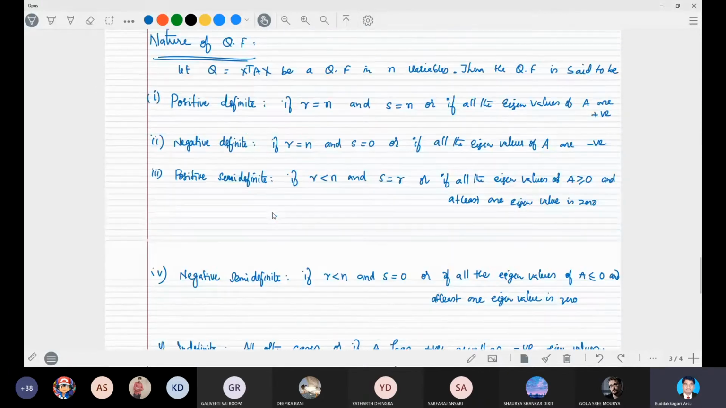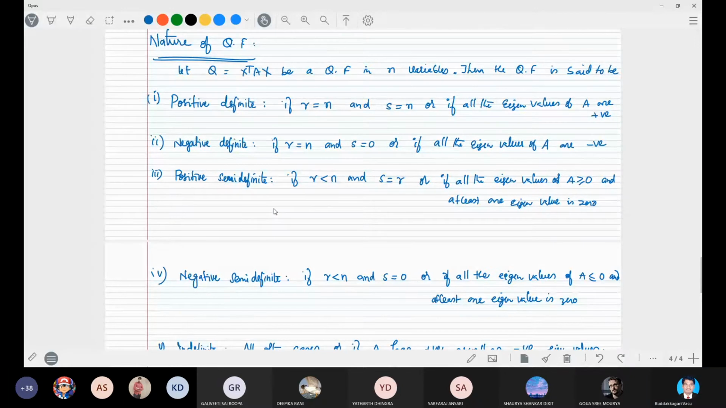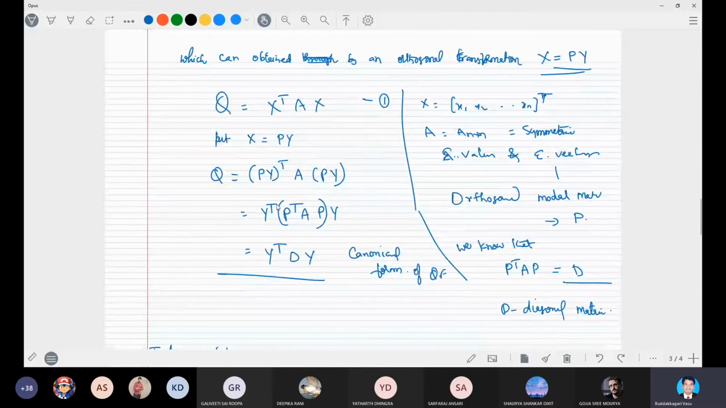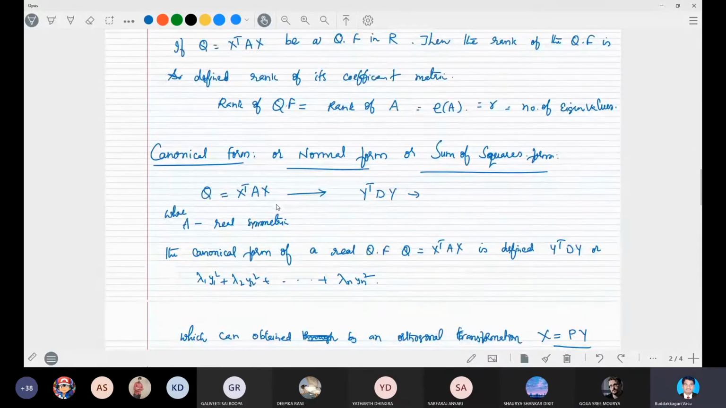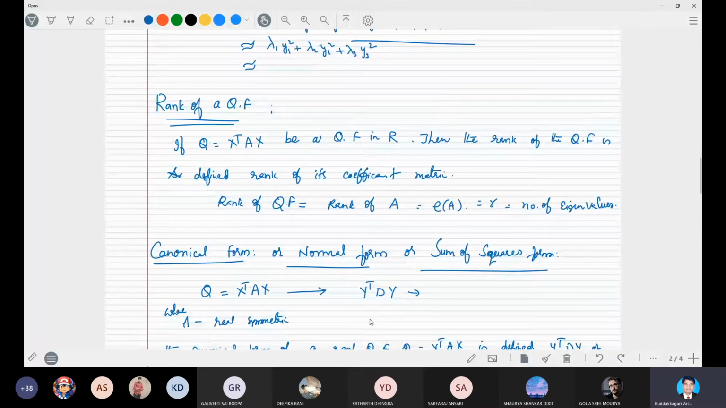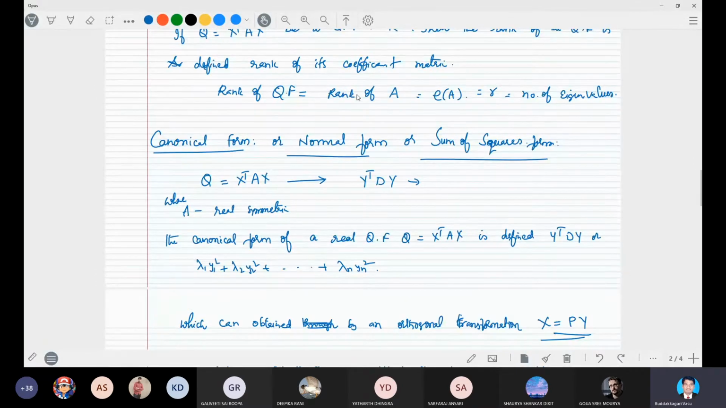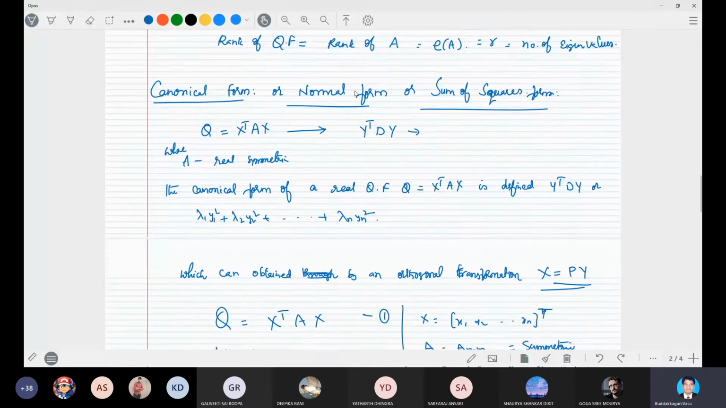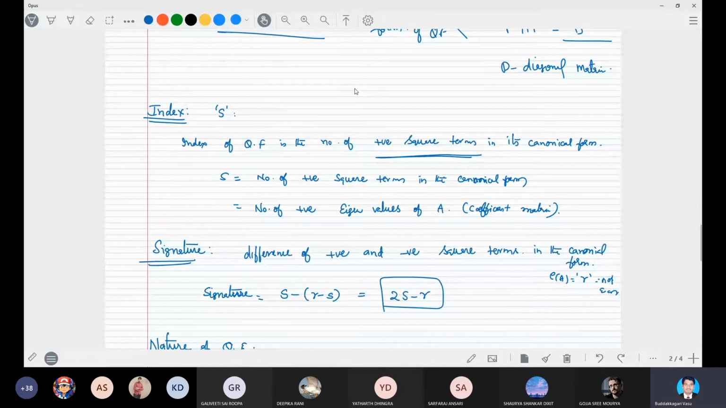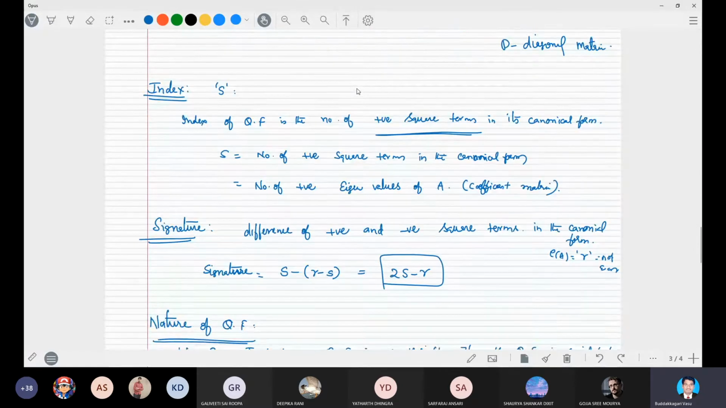Suppose that r is the rank of the quadratic form, that is, the rank of the coefficient matrix of the quadratic form. The rank of the quadratic form is defined as the rank of its coefficient matrix. Index is the total number of positive square terms in its canonical form. Signature is the difference of positive and negative square terms in the canonical form of the quadratic form.